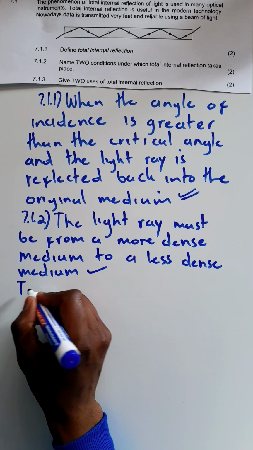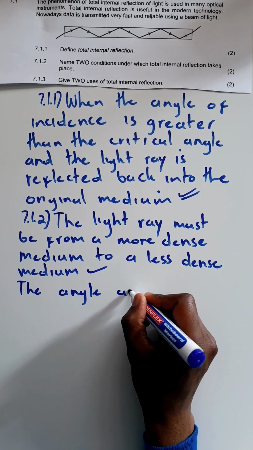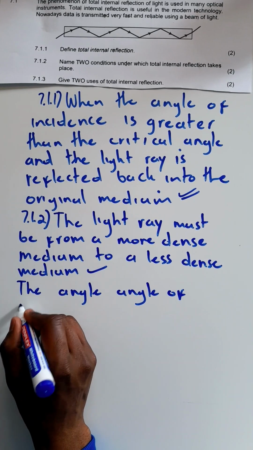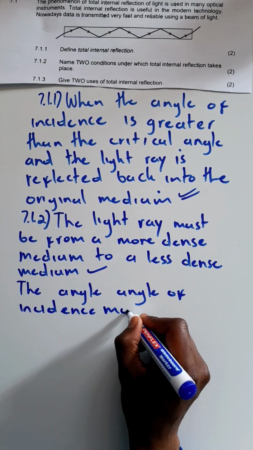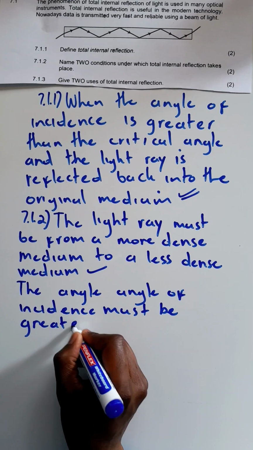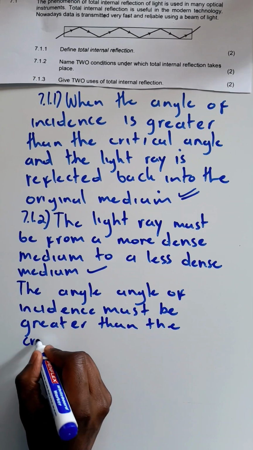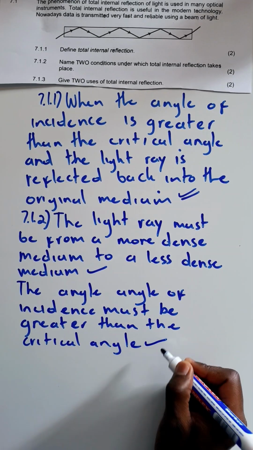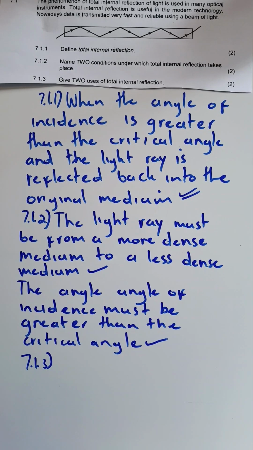Number two, which is in the definition, the critical angle must be surpassed. The angle of incidence must be greater than the critical angle. That's condition number two. And then 7.1.3 says give two uses of total internal reflection.